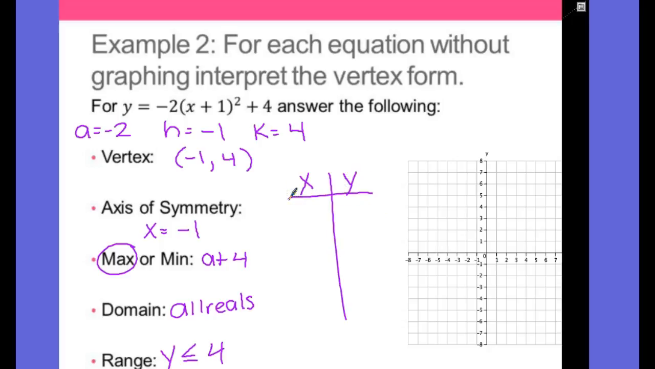If you made a table, what would you put in the middle? Your vertex. Then you'd go above and you'd go below. How do you tell if it's max or min? The A value. So if A is positive, you have a min. If A is negative, you have a max.